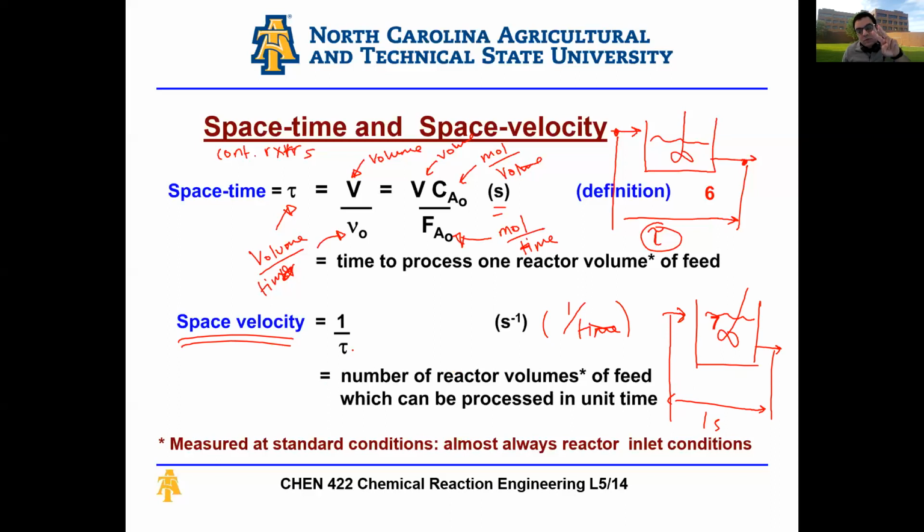So again, two terms: space-time and space velocity. Space-time refers to the time it takes to process one reactor volume of the feed, and space velocity refers to the number of reactor volumes of the feed which can be processed per unit time, whether second or hour. The point to extract from the slide is the numerical aspect, the equation, and recognizing the variables. If I tell you the space velocity, the molar flow rate, and the reactor volume, you should be able to get the CA0, use your kinetic equations, and do your math.